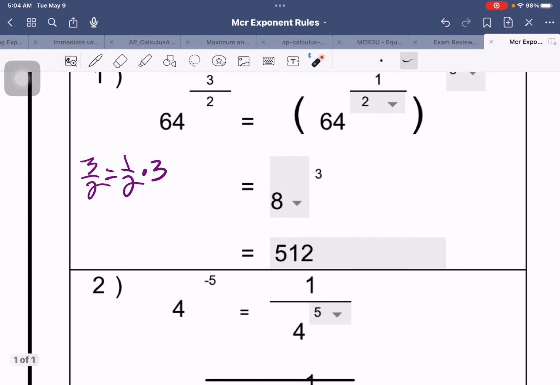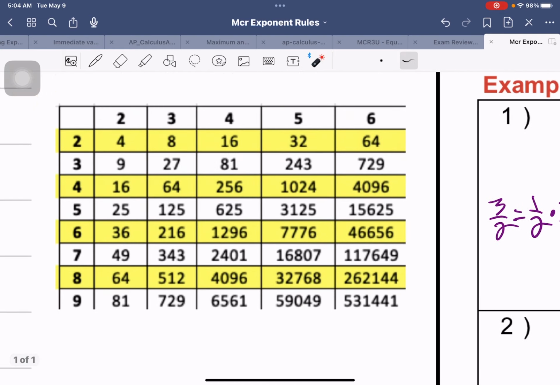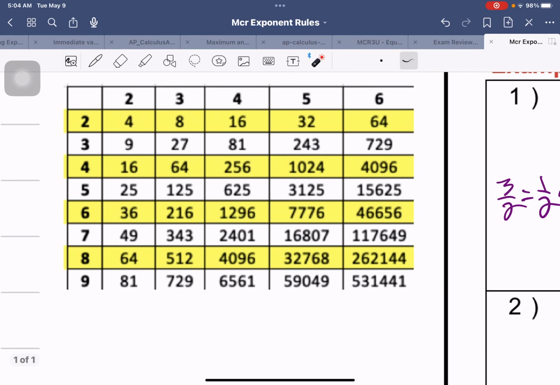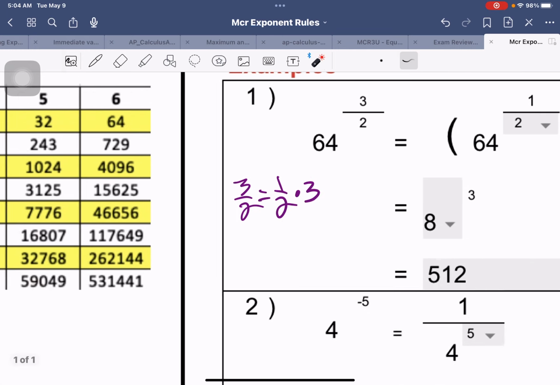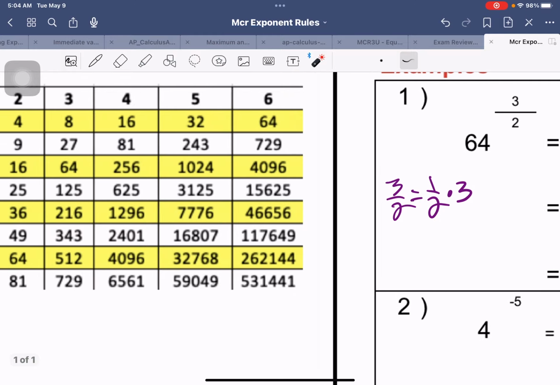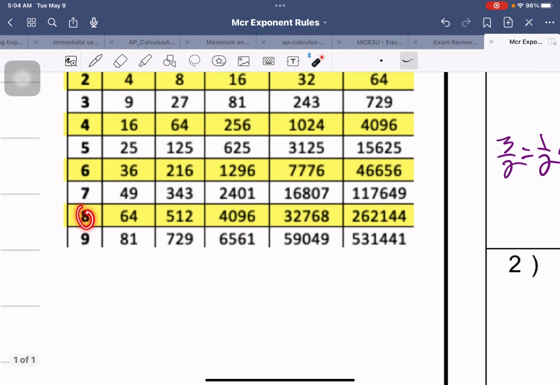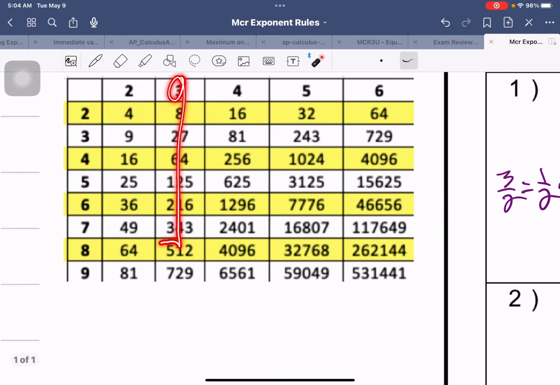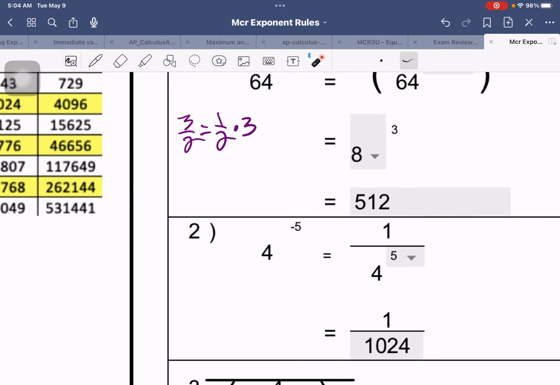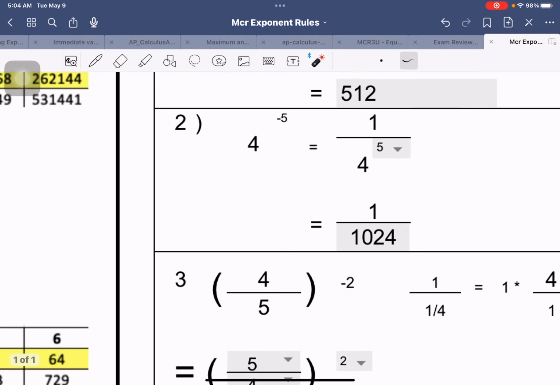Now the half factor of 64, I can go on my chart here and that's going to be the 1/3 factor. The half factor, there's 2, there's 64, is 8. So 8 squared is 64, so the half factor of 64 is 8. So I replace half factor of 64 with 8, and then I have to cube that. I go back over to my chart. 8 cubed, come down and see where they meet, it's 512. So 512. That's fractional exponents.